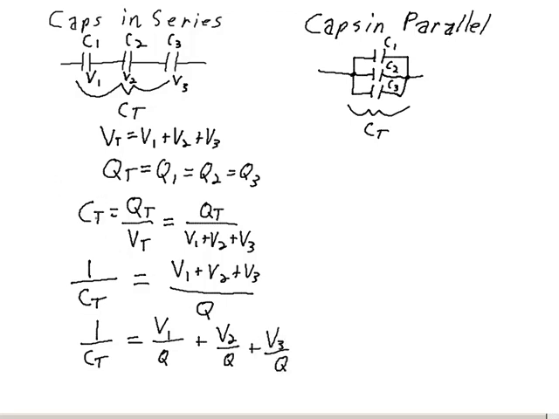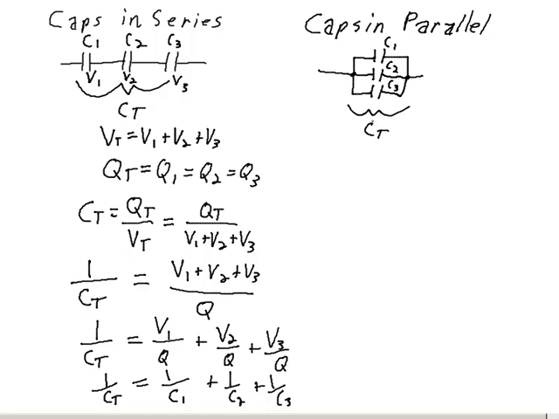And if you'll remember, capacitance is equal to Q over V. Well, here we have V over Q. So our total capacitance then is going to be equal to 1 over the capacitance of 1 plus 1 over the capacitance of 2 plus 1 over the capacitance of 3. So when we have capacitors in series, the inverse of the total capacitance is equal to the sum of the inverses of the individual capacitances that are in series. So opposite of resistors, actually.